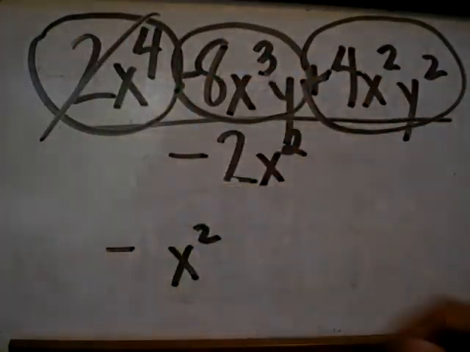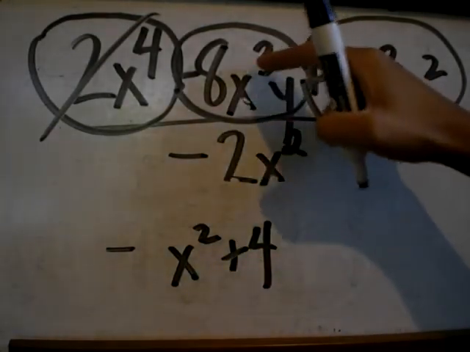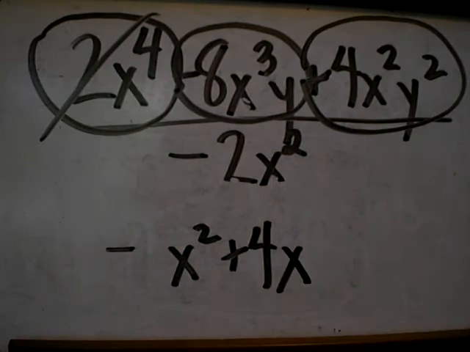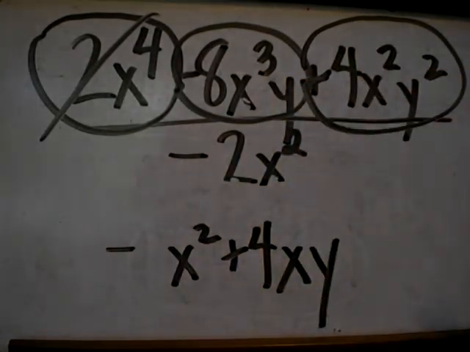Negative 8 divided by negative 2 is positive 4. For our x's, 3 minus 2 is 1, so it's just x. There's no y down here, so we bring down that y. Done with that term. Let's move on to this term.